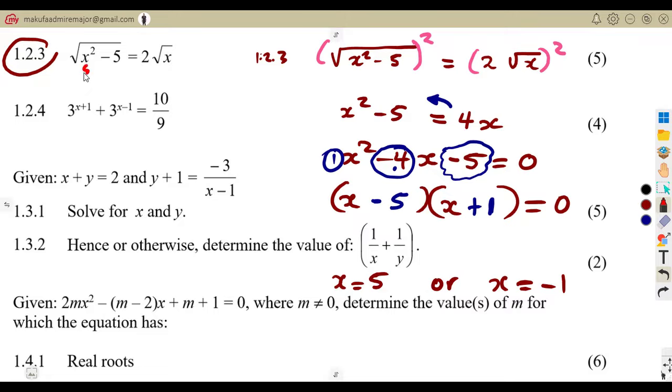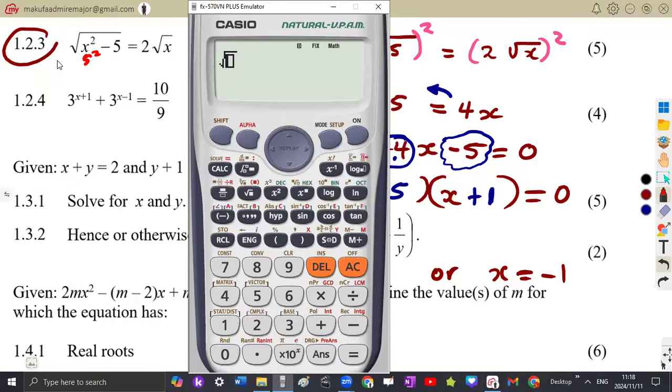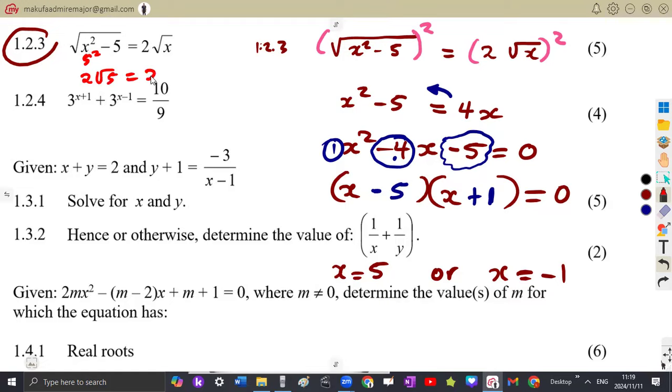All right, so let's substitute. If x is 5 here, what are you going to have? 5 squared minus 5 under the square root. You can even use your calculator, guys. This is just a mere substitution that you are doing here. So let's have our calculator. That's the square root of, remember, this was the square root of x squared, so that's 5 squared minus 5. So you're going to obtain 2 square root of 5. So that's 2 square root of 5 is equal to 2 square root of x. Remember, our x is what? Our x is 5. So these two, as you can see, they are equal.